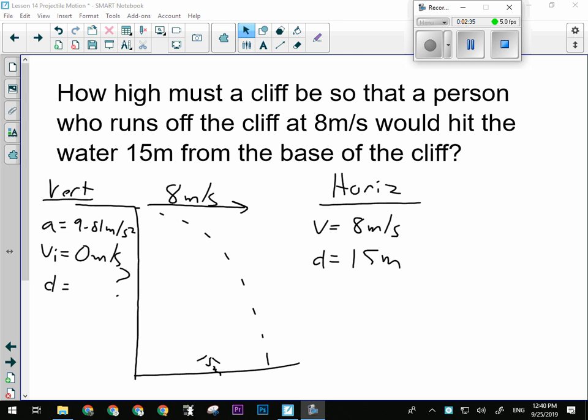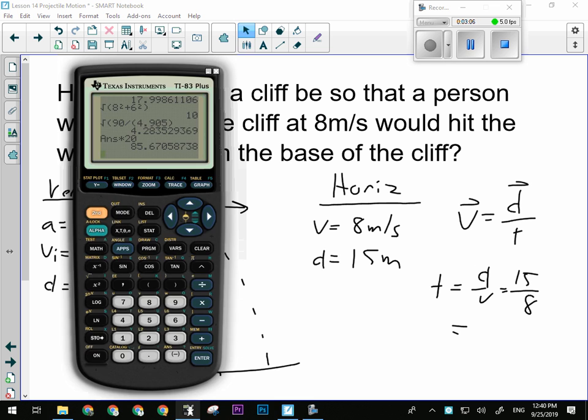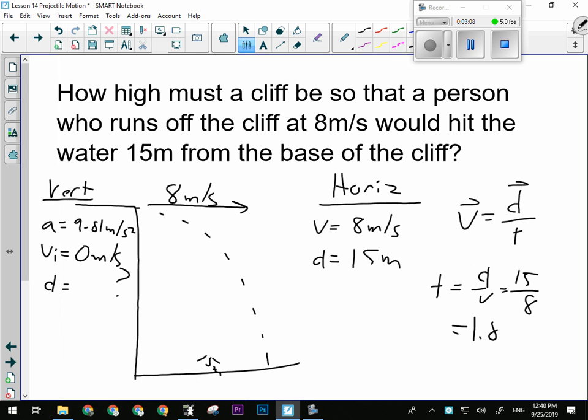Okay, let's have a look at the rest of this. Since we know that horizontally the object travels at a constant speed, we can be sure that this formula would apply to that movement: v equals d over t. And I have both d and v, so I can solve for the time of the fall. Time will equal d over v. So that'll be 15 over 8, which is about 1.875. Okay, so 1.875 seconds is my time.